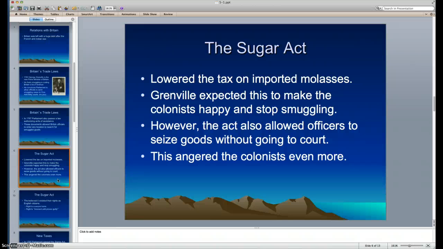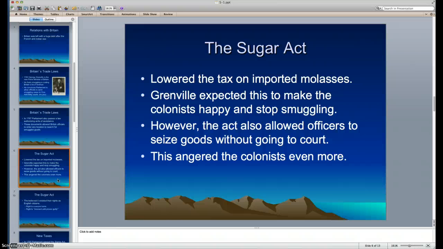What George Grenville actually did was he lowered the tax on imported molasses, and he thought that this would make the colonists happy. He figured it'd make them so happy that they would just say, you know what? He's a nice guy. He lowered the tax on molasses. We should really stop smuggling.